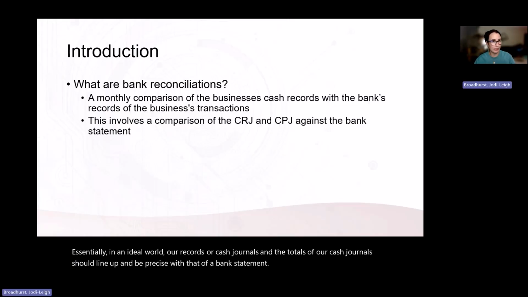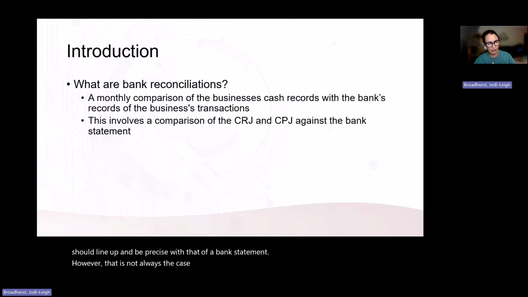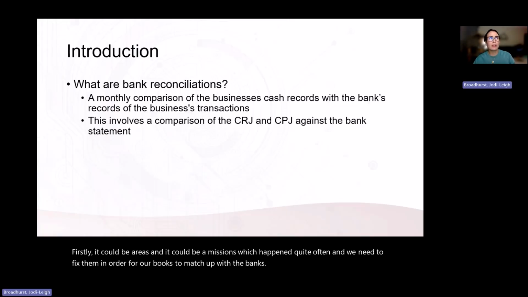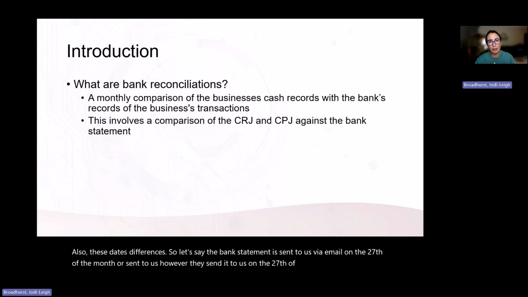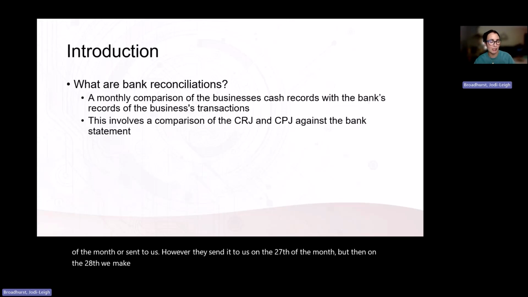However, that is not always the case. Now, there are very many reasons for this. Firstly, it could be errors and omissions, which happen quite often, and we need to fix them in order for our books to match up with the bank's. Also, there are date differences. Let's say the bank statement is sent to us on the 27th of the month, but then on the 28th we have a transaction that takes place. We would have a record of it, but the bank wouldn't yet, because the bank had already sent us their statement.